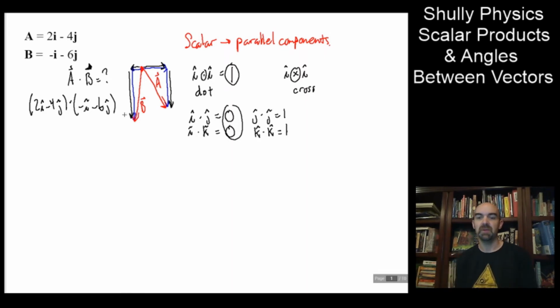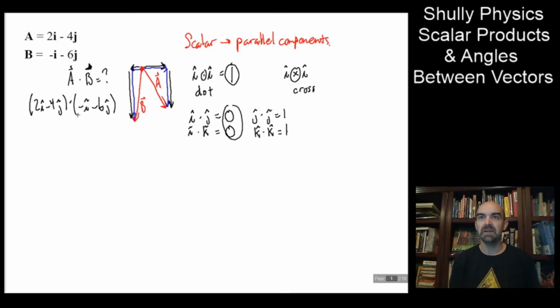All right, and we're going to use the distributive rule the same kind of way. 2i dot negative i plus 2i dot negative 6j, and so on. In my algebra 1 class, this is kind of the thing we did. Multiply out, distribute, and then add these distributive products. So that's the flow of what's going to happen here.